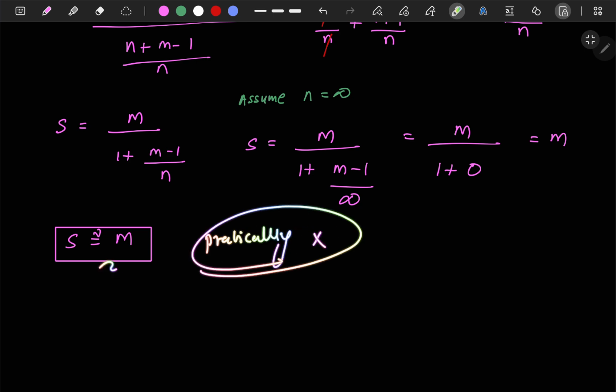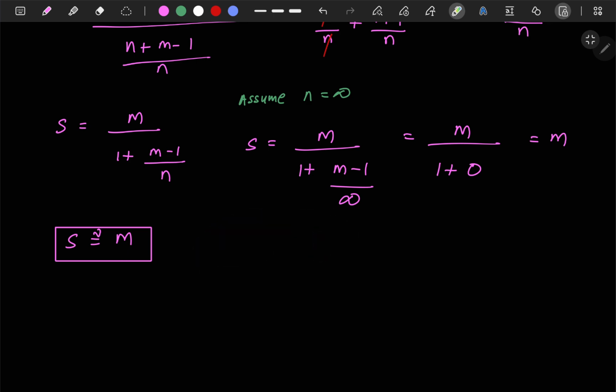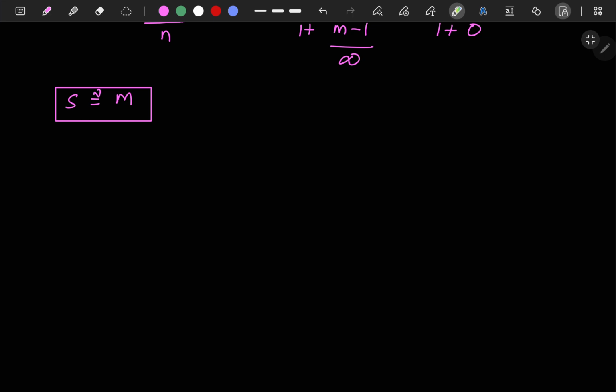Okay, theoretically it is okay, but practically it is not possible. The reason is this only: infinite number of instructions. If you want to achieve a speedup equal to m, then you have to give an infinite number of instructions to the pipelining, which is practically not possible. Fine, right?